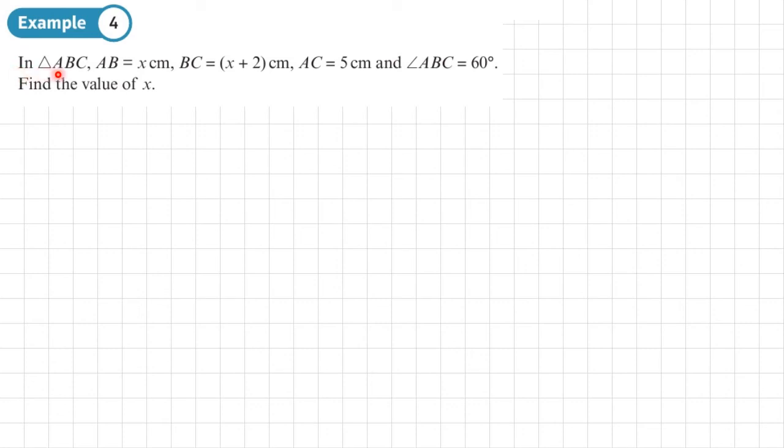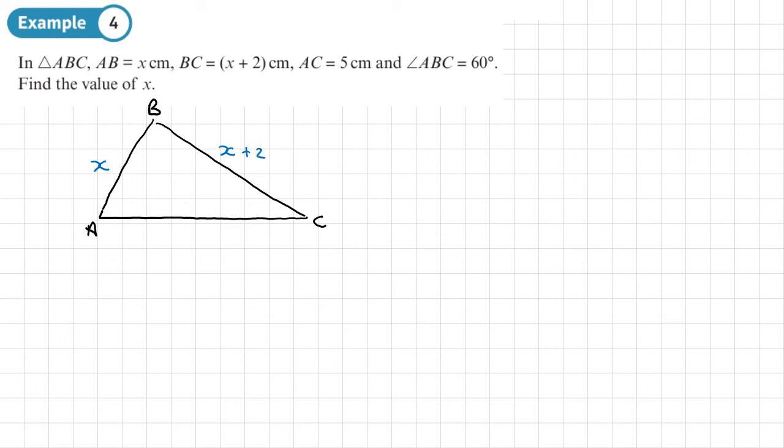Example 4. In this triangle ABC, we've got side AB as x, BC as x plus 2, AC is 5, and angle ABC is 60 degrees. Find the value of x. So let's start by drawing a sketch, because we want to see what this looks like. So we'll call this A, B, and C here for the angles. AB is x, BC is x plus 2, and AC is 5. So these are all in centimeters. And angle ABC is 60 degrees. So we'll put 60 in here.